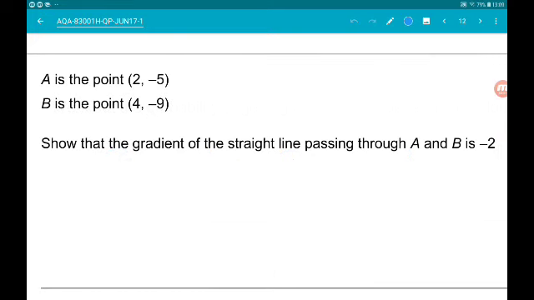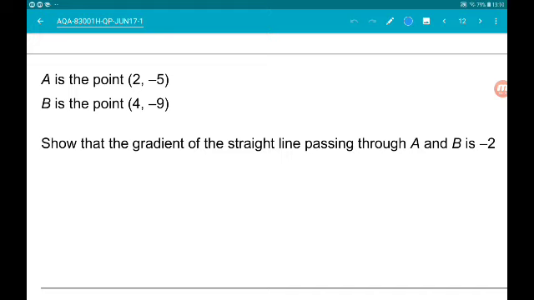Okay, question 17, we have coordinates, gradient and straight lines. Got a playlist on this stuff, check down below in the description. So, A is the point (2, -5), B is the point (4, -9). We want to show that the gradient of the line passing through both points is minus 2.